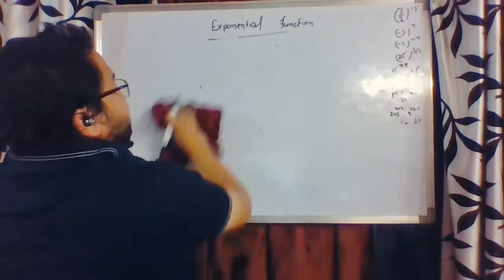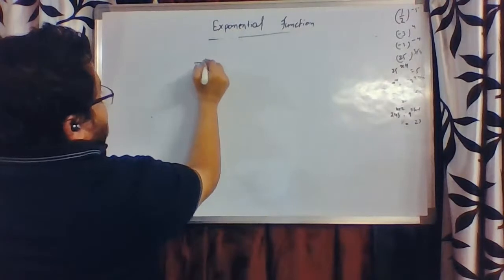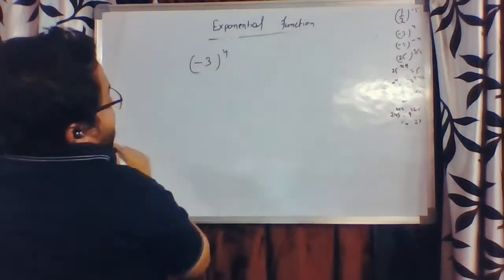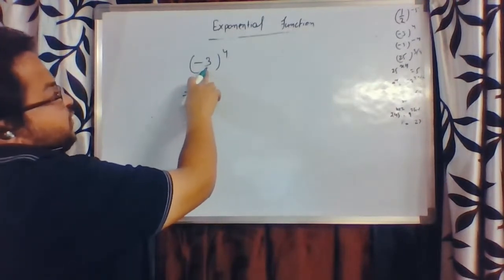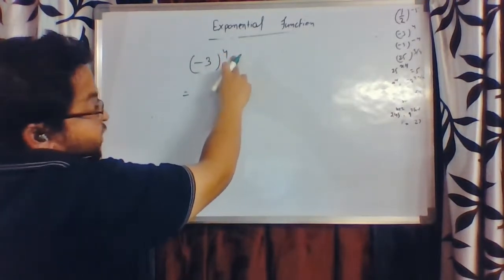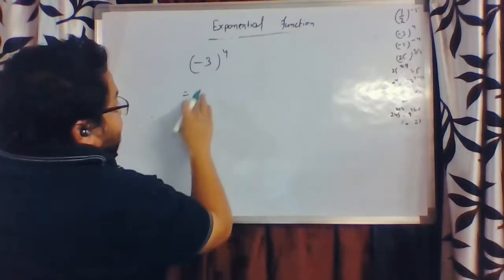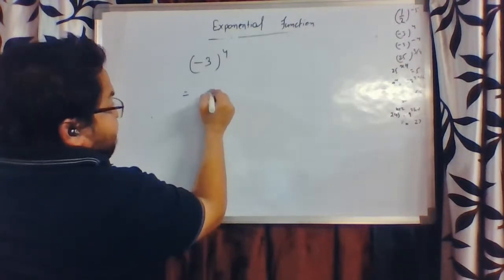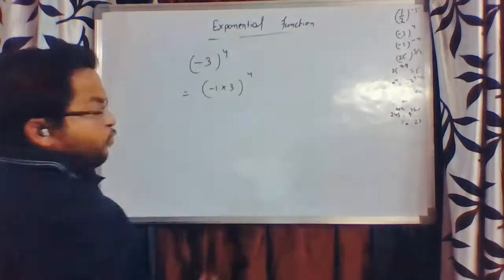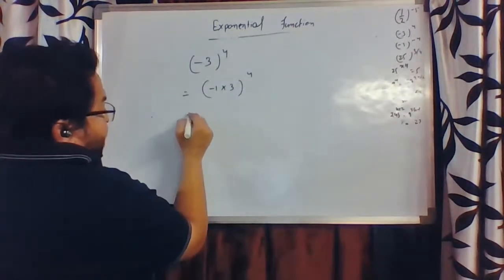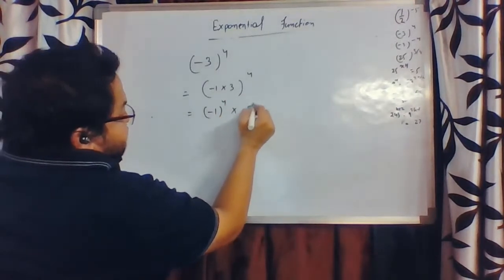That is minus 3 to the power 4, okay? Minus 3 to the power 4. First and foremost thing, I have got a negative number and the index is an even number. So obviously my answer should be a positive number only. Now, minus 3 can be rewritten as (minus 1 into 3) to the power 4, right? And now I can rewrite it as minus 1 to the power 4 into 3 to the power 4.